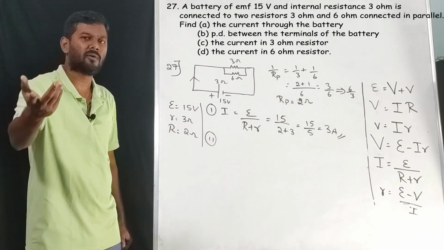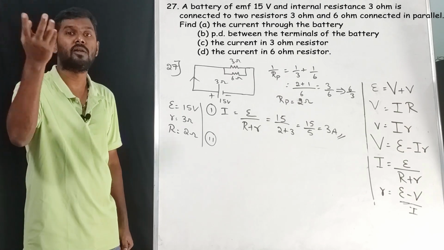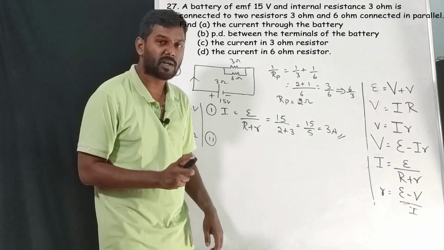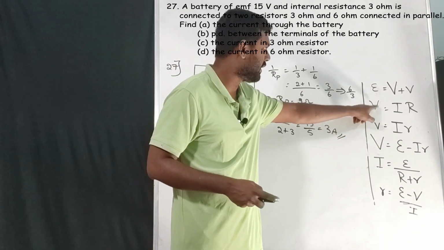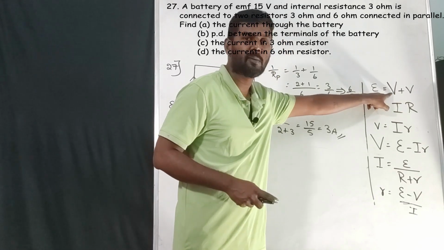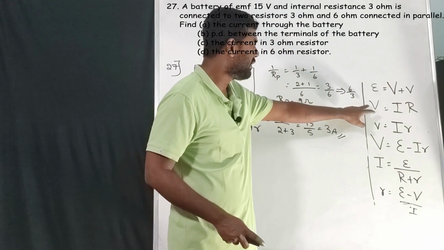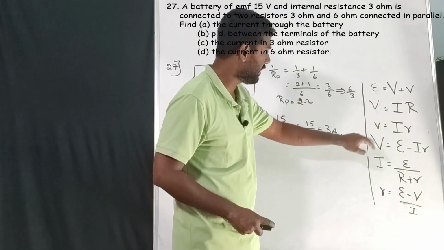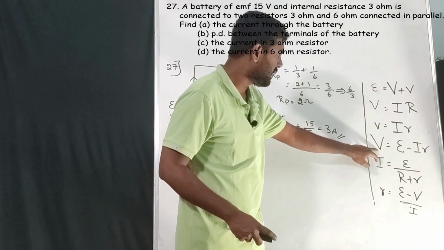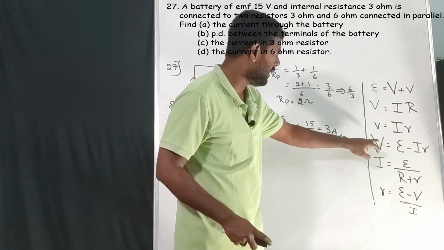Second sub question, find the potential difference between the terminals of the battery. Potential difference between terminals of the battery is nothing but terminal voltage. The terminal voltage symbol is capital V, correct? In this formula, capital V represents terminal voltage. We have two formulas to find it, this formula and this formula.